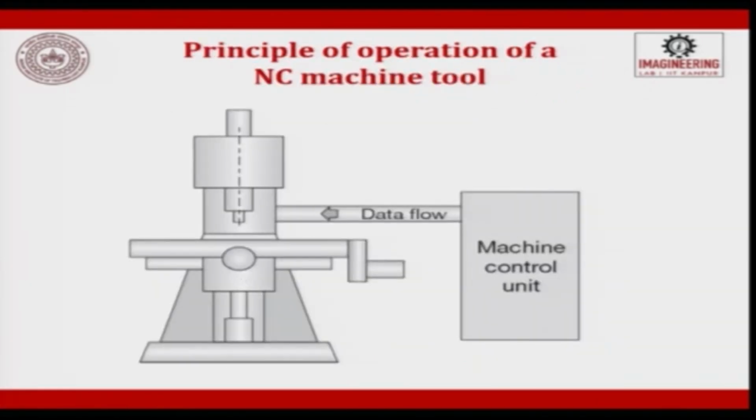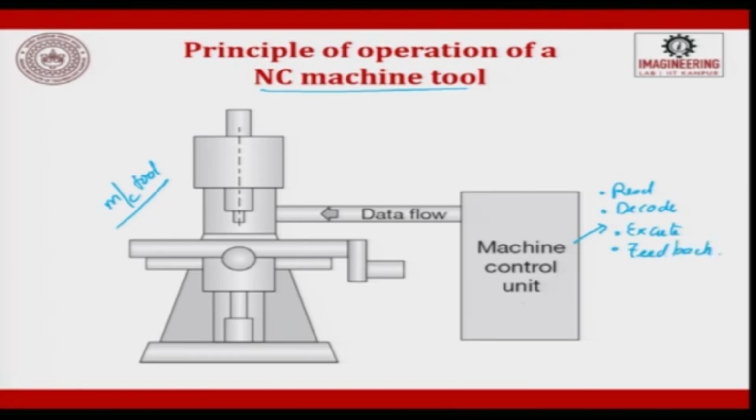So, the principles of operation of a NC machine tool, this is a machine tool. This is nothing but a machine, we call it as a machine tool. So, you have MCU. So, this is where we saw read, decode instruction and execute and analyze the feedback. All is done in this, right, and then what you give to the machine is nothing but the data. What is data? Data is nothing but ones, zeros, that is all. Binary data, you give it to the machine and then the machine moves accordingly.